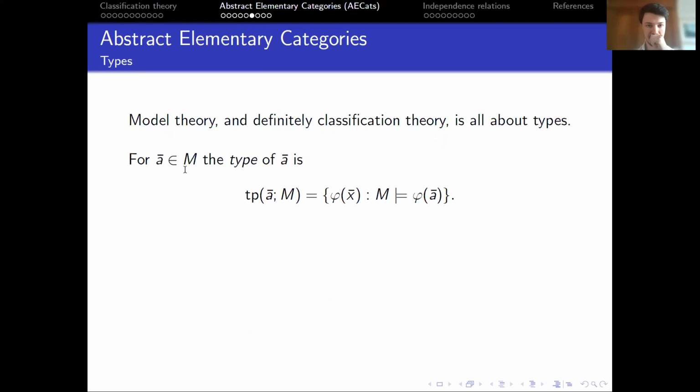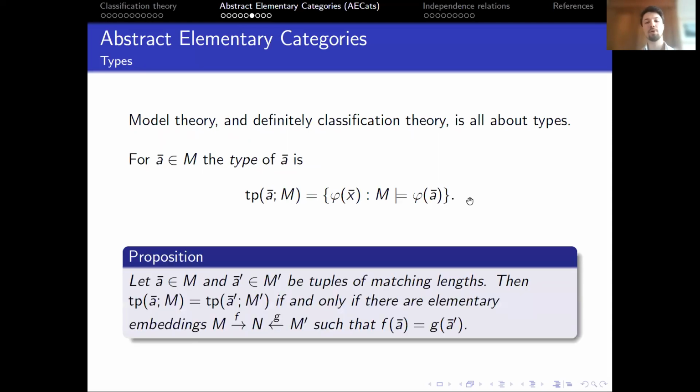So what is a type in a first order theory? Well, consider a tuple in some model, and then the type of that tuple, which we write as this, is all those formulas that are satisfied by that tuple. And we would like to make sense of this in this setting of AE cats, which seems to maybe be very hard at first glance because we have no syntax in AE cats. We don't necessarily have access to tuples of whatever. But luckily there is this proposition, which is really an exercise in any model theory book.